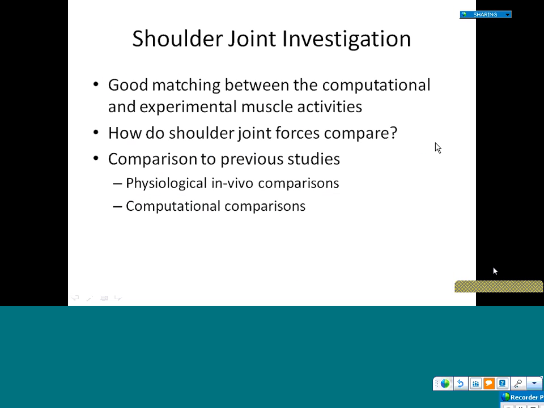so now I'm pretty confident in my model, at least when looking at the two validation means I've been looking at, the EMG and the kinetics comparisons. So how about looking into the resulting shoulder joint forces? How do shoulder joint forces calculated here compare to those measured in vivo or calculated previously?